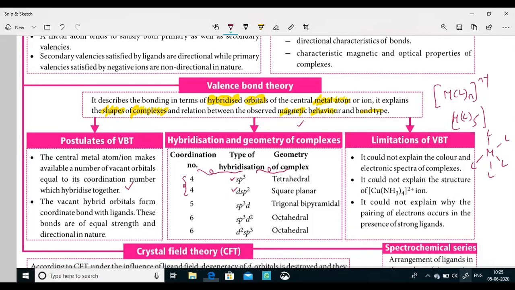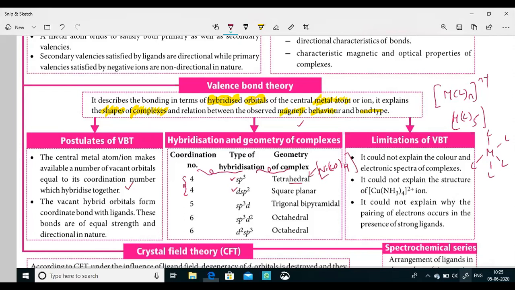If the type of hybridization is sp3, the geometry of the complex we are going to get is tetrahedral. For example, you can take the complex nickel tetracarbonyl, Ni(CO)4. This comes under the tetrahedral shape, right?